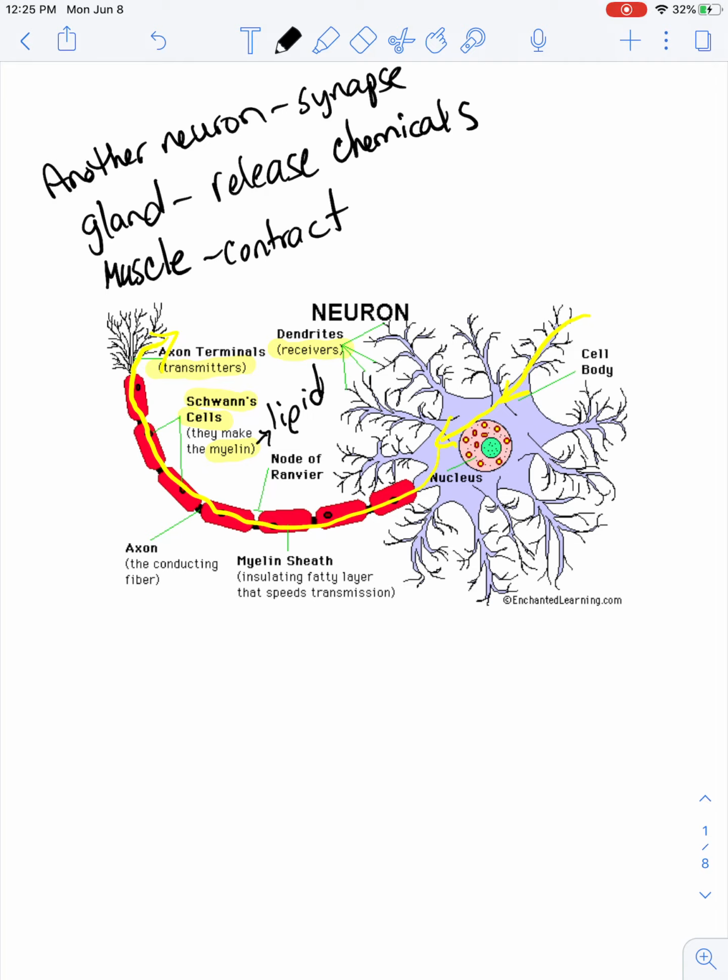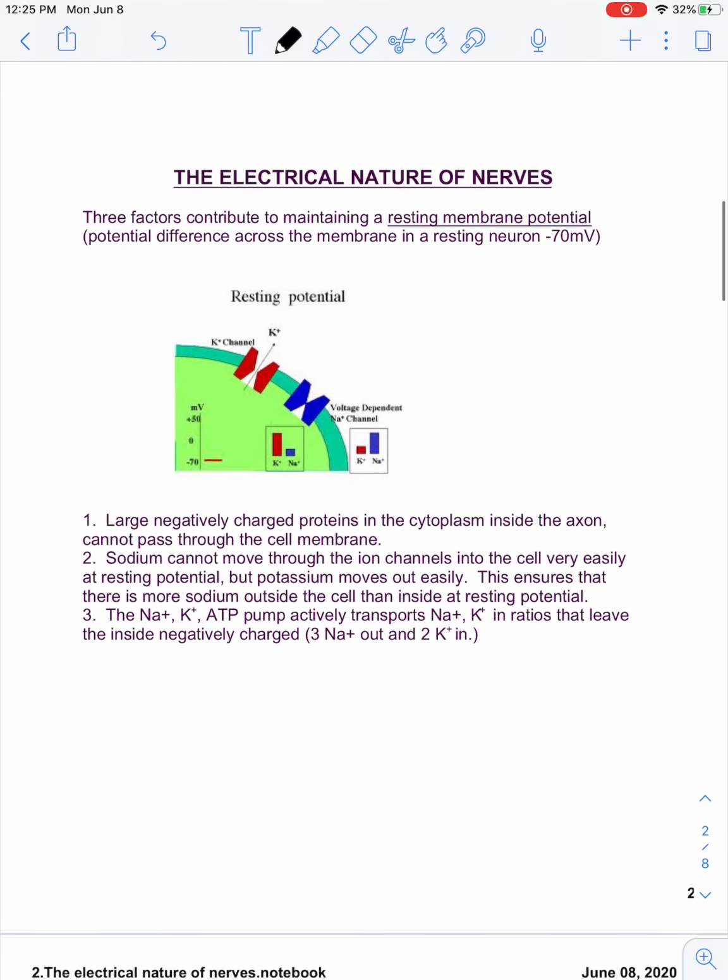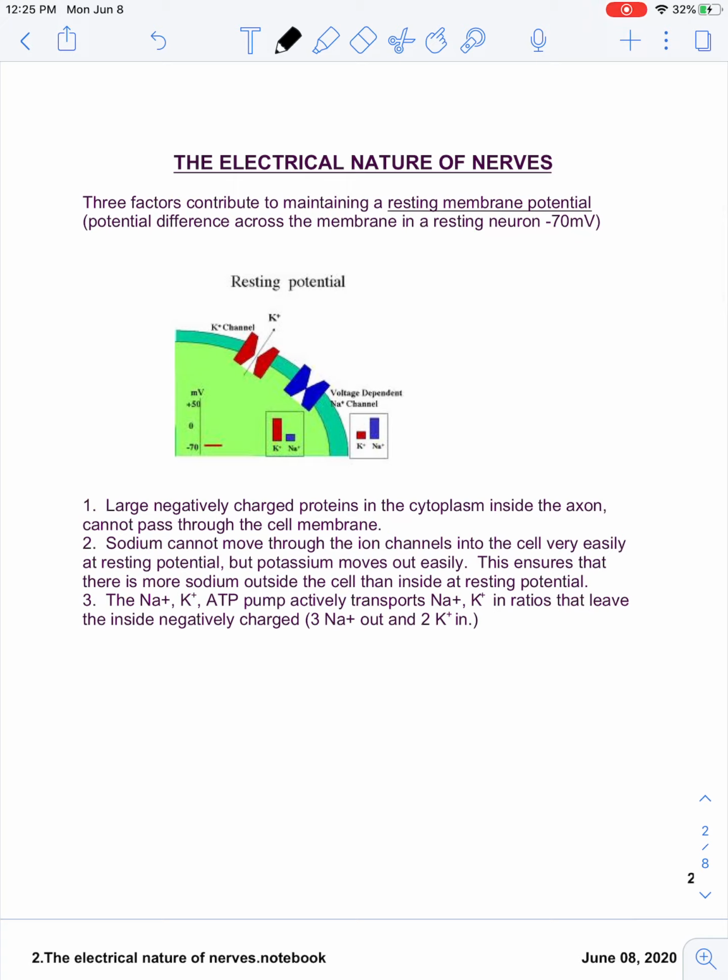So there's all the parts of the neuron again, and as I stated before, direction is everything with neurons. Okay, so incoming signal to outgoing signal. So the electrical nature of nerves. There are three factors that contribute to maintaining a resting membrane potential. So if we remember back to that note we did where you filled in the blanks, it was a general overview. It talked about resting membrane potential.